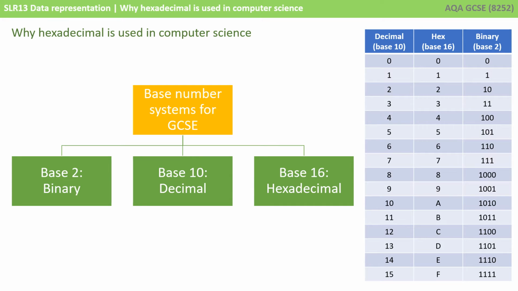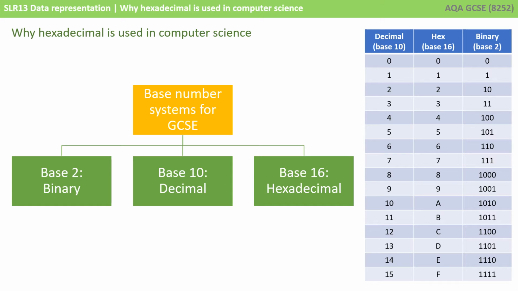So as a quick recap, in a previous video, we looked at the different base number systems that you need to know for the GCSE: base 2 binary, base 10 decimal, and base 16 hexadecimal. On the right here is a summary table showing the first 15 digits of each of these base number systems.